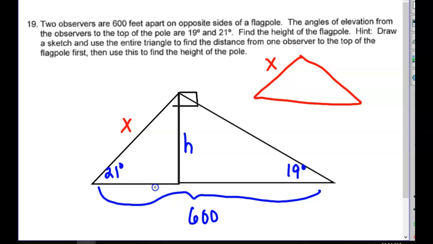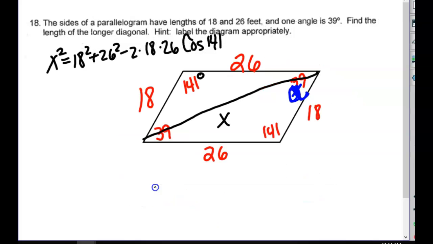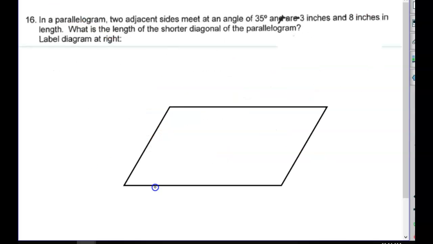Yep. On that last one you did, 16, it asked for a shorter diagonal. I did 18. Okay. 16 has different numbers and different information, yes. But on 16, if the sides are 3 and 8, this would be 35, and this would be the shorter, so it's even easier, really, right? But still law of cosines, but you didn't have to do any extra work.